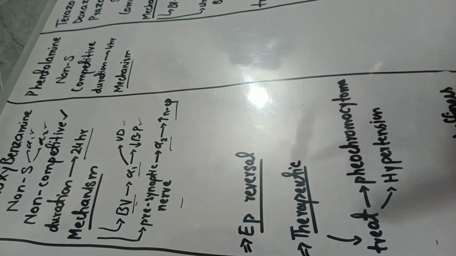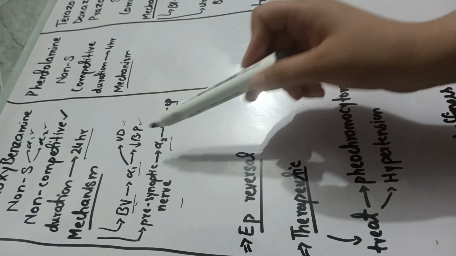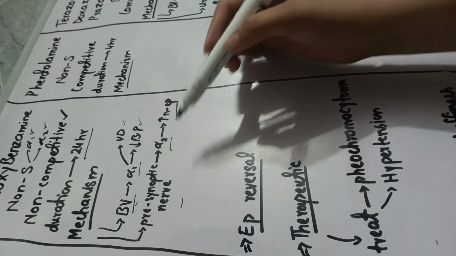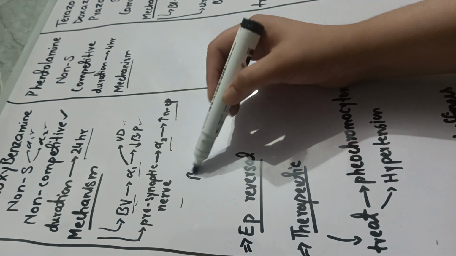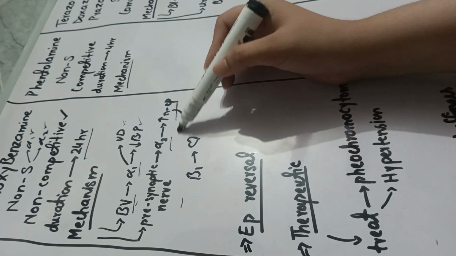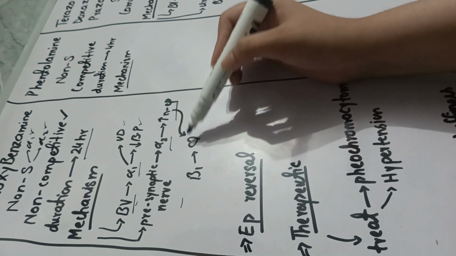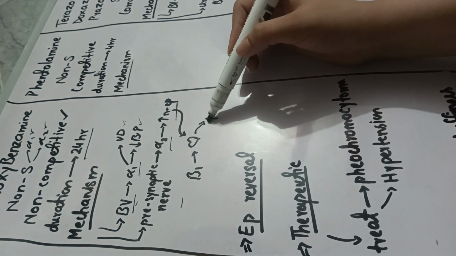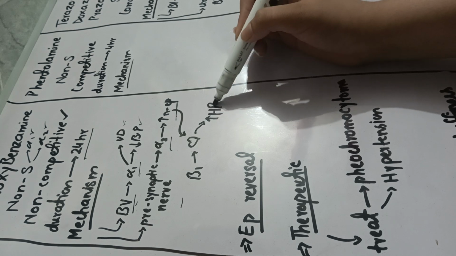So due to the release of more and more epinephrine, what is going to happen? This epinephrine can bind with beta receptors. The beta receptors are freely available; we have only blocked alpha receptors. So the beta 1 receptors which are present on your heart, this epinephrine will go directly to your heart, and in result it will increase your heart rate.